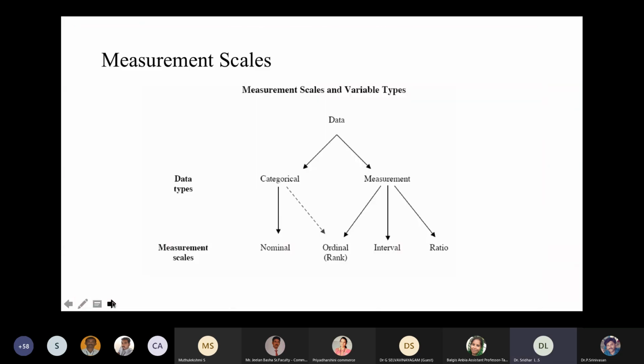And next is quantifying the linear relationship. For the linear relationship, you are going to use correlation, that pattern you are going to use.